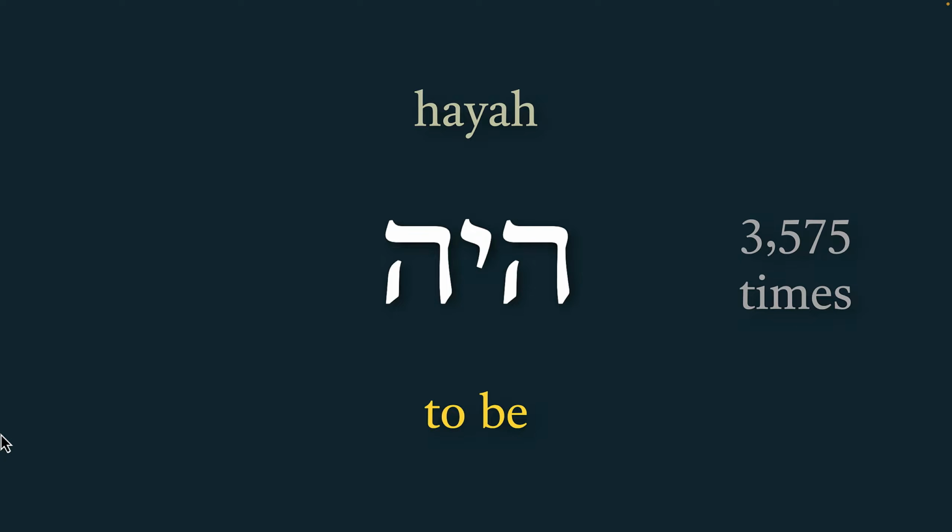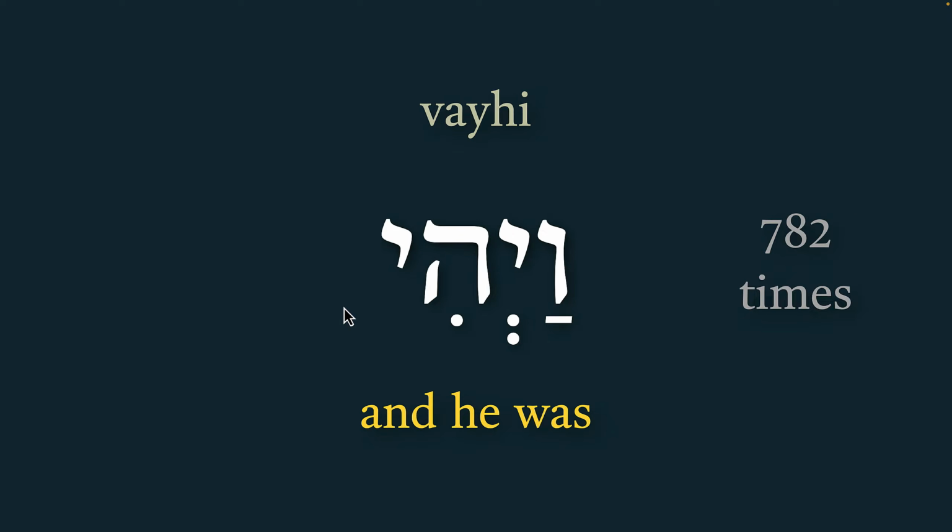So, obviously, we do see the word Hayah as it is itself in many places. However, there are multiple forms of that word that also appear in the Hebrew Bible. For example, Vayhi. Vayhi occurs 782 times, and this is a particular form of the root Hayah. Vayhi means and he was.